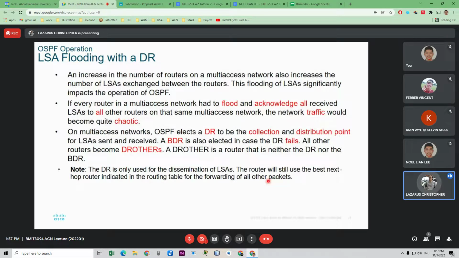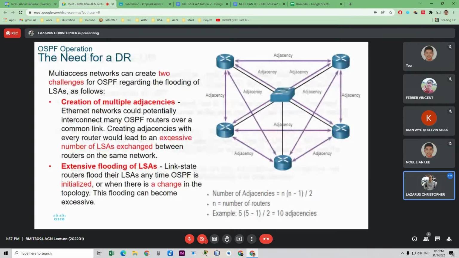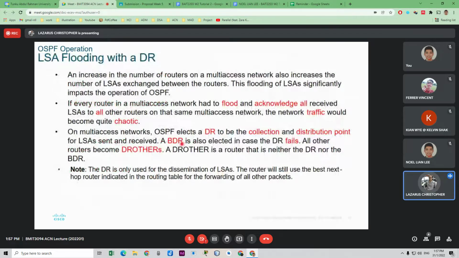Okay, so we don't want it to flood, right? So in a multi-access network where the potential to have this kind of connectivity is there, we elect a DR because we only want the DR to share. So we have the DR, BDR, and the other routers are DR others. The BDR is only a potential DR, just in case the main DR goes down. Then the BDR will be elected as DR, and one of the DR others will become BDR. So the DR is only used for dissemination of LSAs, right?